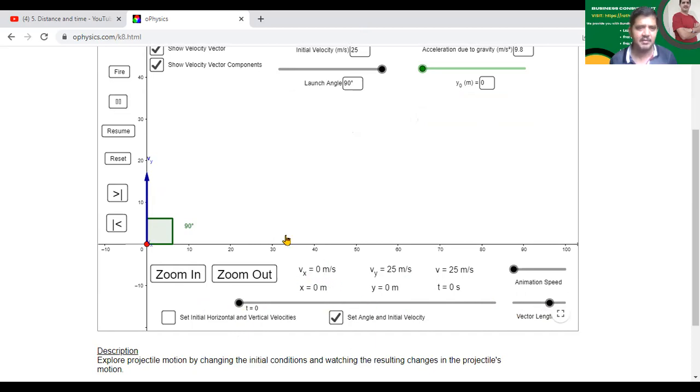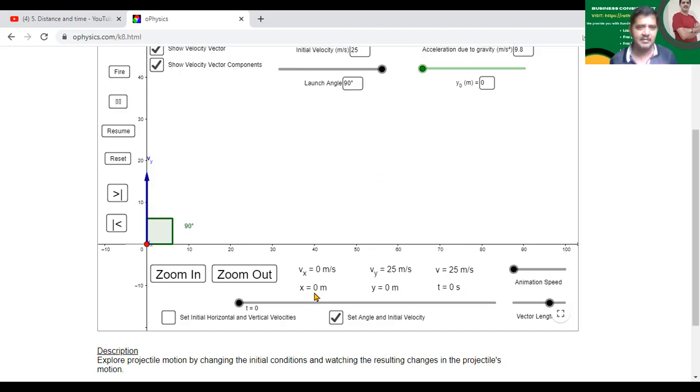What do you mean by Vx equal to 0? Which means that I'm not throwing the particle like this. I'm just throwing the particle vertically upwards. So only Vy velocity exists, which is Vy is equal to 25 meter per second. And then V is equal to 25 meter per second, which is nothing but the resultant velocity.